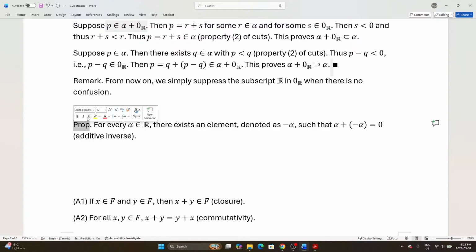So we need to show the existence of minus alpha. Once again, this is an existence proof, so we need to construct the minus alpha. All right, how do you define this minus alpha?